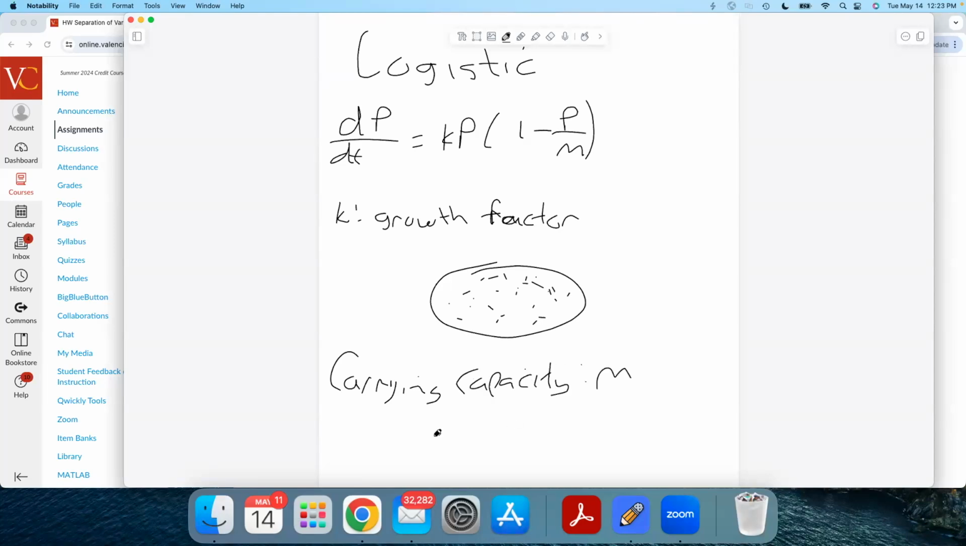And we call that M. And this is the max number you can have before they start dying off. Not dying off completely, just you can't really go over that number because it's the maximum you can fit with your limited resources. So that's M. It's called the carrying capacity. It's the maximum number you can have. This is a separable DE.